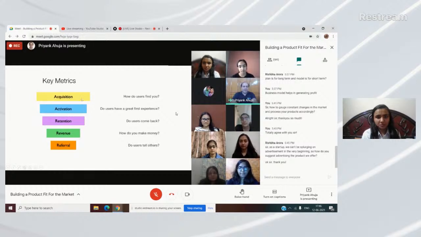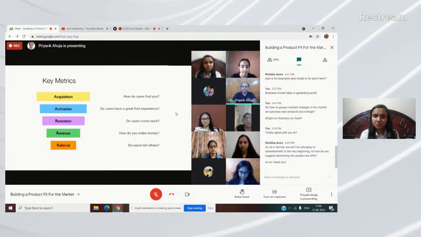Acquisition means you have acquired a new customer and they have signed up on your page. Just like suppose customers have downloaded the Uber app and they have created an account. That is called acquisition. How do the customers find you? After sign up, second is activation. Activation means customers have purchased something, and after purchasing they have received their first experience. Means they have booked the first ride, and after that they have the experience to share. That is called activation.